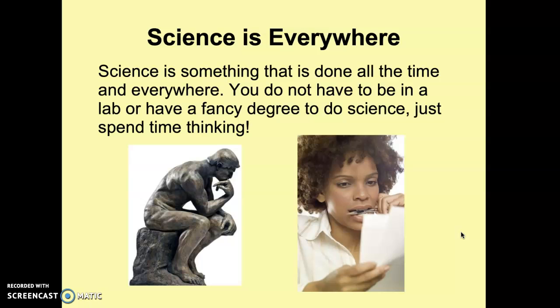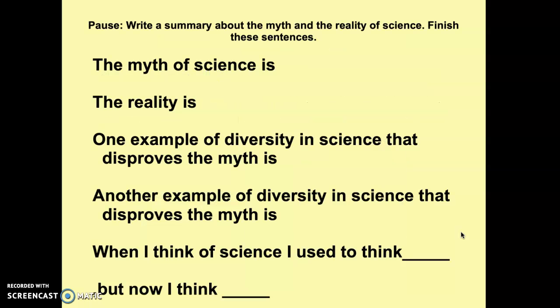So one thing to note, and I apologize for not saying this earlier, is that if at any time you need to pause the video, make sure you do that so you can take your notes. So this is your homework here that you're submitting with your assignment. You're going to finish these 5 sentence stems. The myth of science is blank, the reality is blank, and then you're going to give 2 examples of how diversity in science disproves this myth, and then maybe reflect on what you used to think and what you think now.